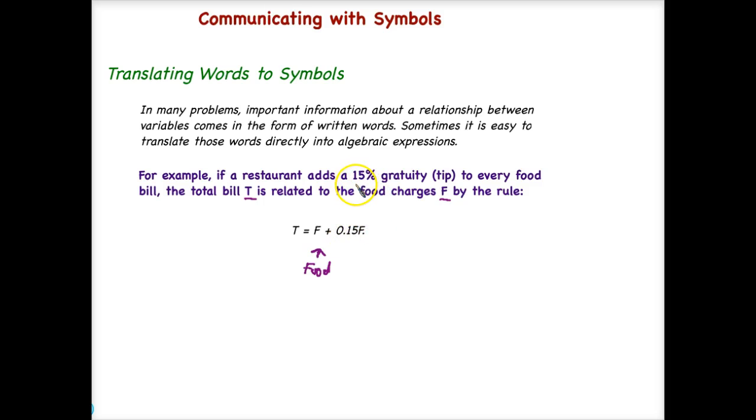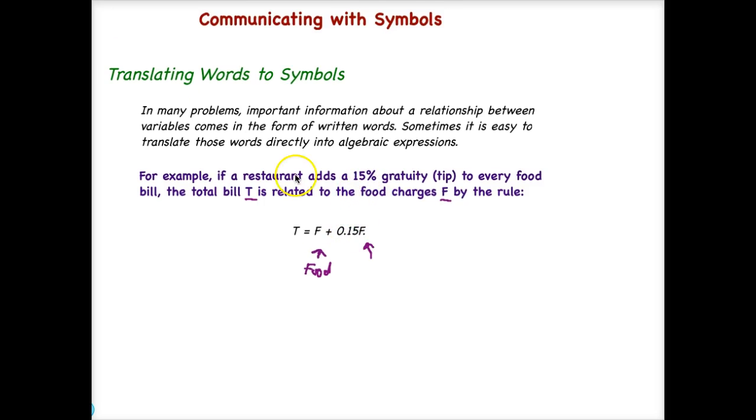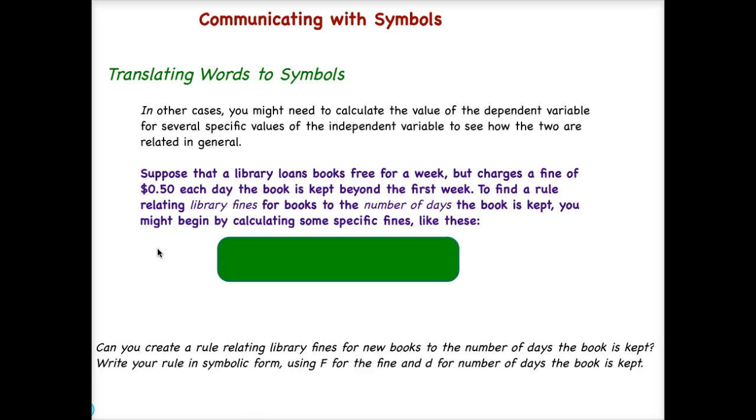0.15 is our gratuity or our tip. We know that a tip, 15%, is charged on our food. So when we multiply 15% by whatever the cost of our food is, this total amount right here will then represent our tip. Notice we're taking the food plus the tip to give us our total food bill. Let's look at another example of how we can translate words into symbols.